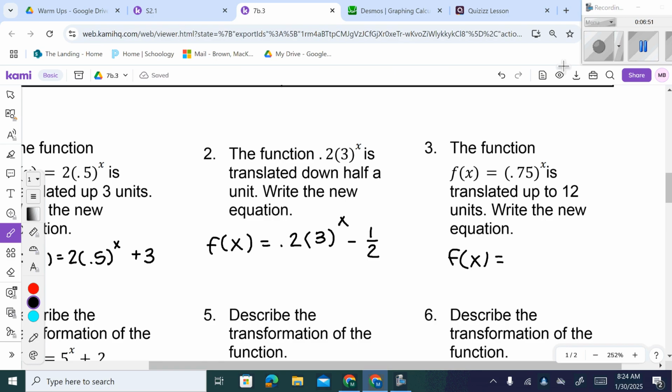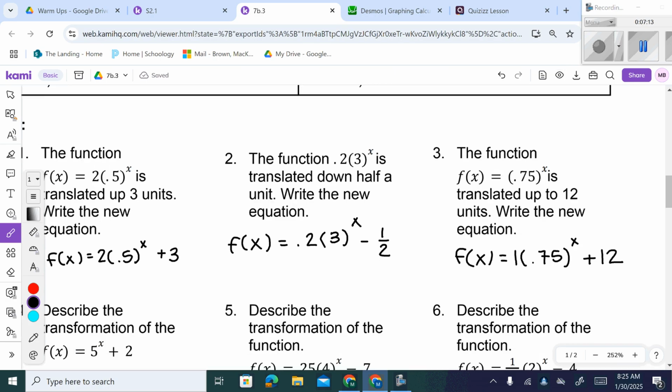Hey y'all, some people put a 1 right here. Is that okay? Is it okay to put a 1 in the front? Yeah. Is that going to change this at all? No, okay? How did I say it's going up 12? Plus 12, okay? In the spot of the h or in the spot of the k? Okay, good. All right, now 4, 5, and 6 are going to do the opposite.